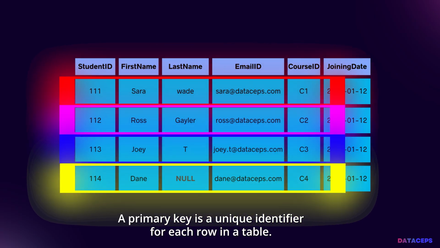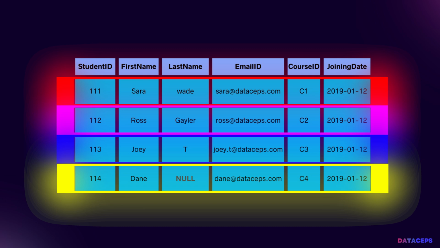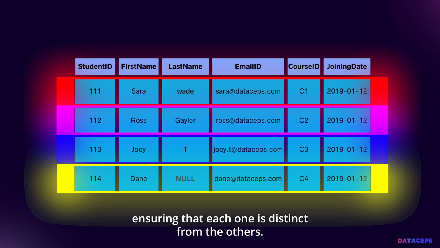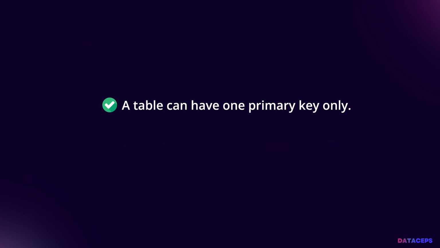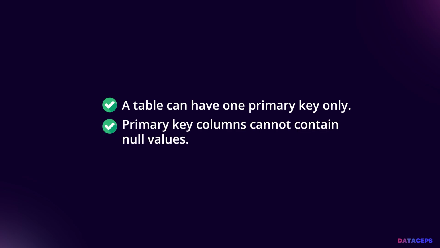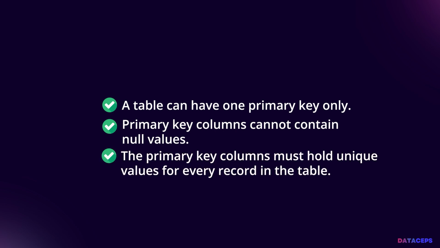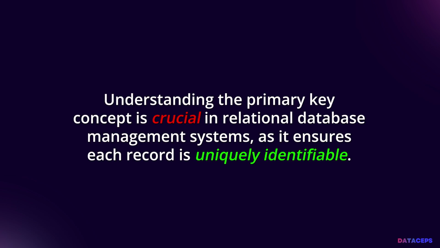Primary key. A primary key is a unique identifier for each row in a table. It helps us differentiate between rows, ensuring that each one is distinct from the others. Properties of primary key. A table can have one primary key only. Primary key columns cannot contain null values. The primary key columns must hold unique values for every record in the table. Understanding the primary key concept is crucial in relational database management systems as it ensures each record is uniquely identifiable.